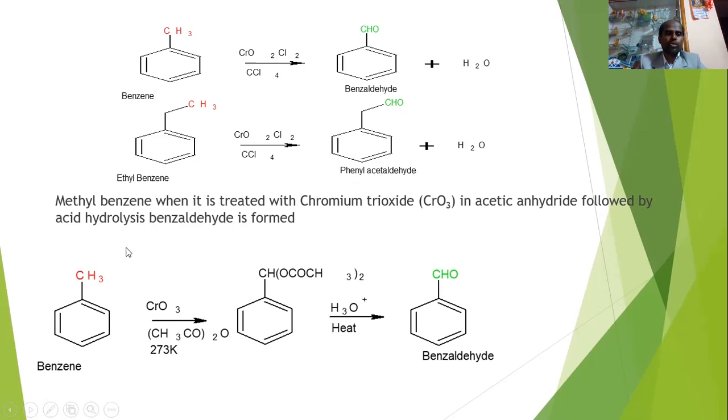It is also possible to convert toluene into benzaldehyde when it is treated with chromium trioxide in acetic anhydride followed by acid hydrolysis. That means chromium trioxide in acetic anhydride gives this particular intermediate. This further converts into benzaldehyde.